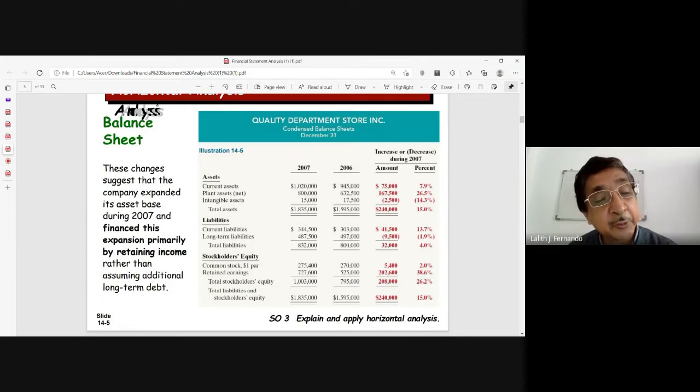First of all, you need to look at the comment. The comment is, the company expanded its asset base during 2007 and financed this expansion primarily by retaining income rather than assuming additional long-term debt.